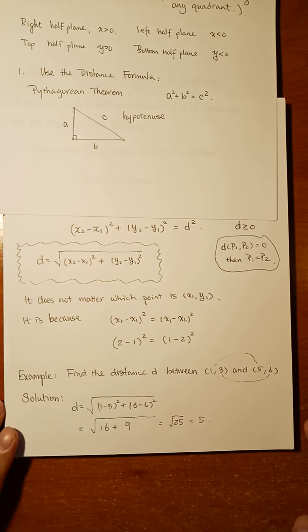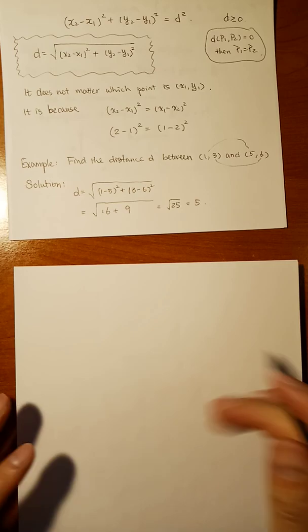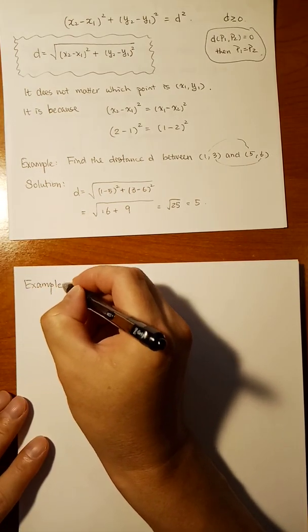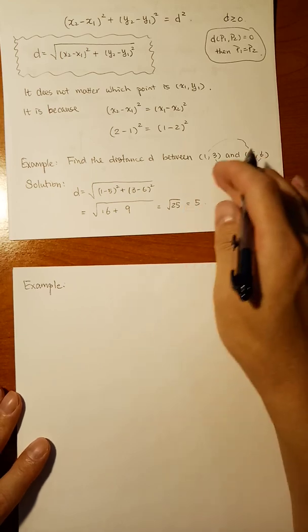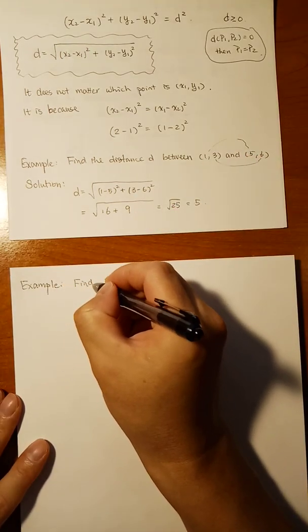Okay, let's see another example. To practice them, we just change the pair of points. So find the distance.